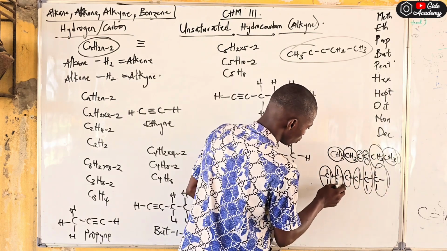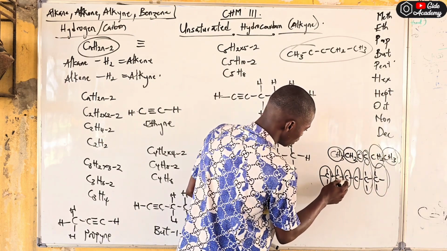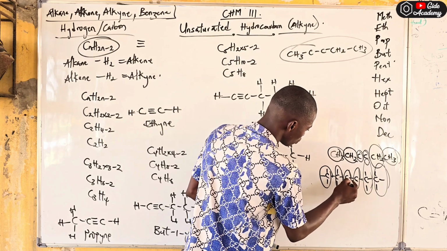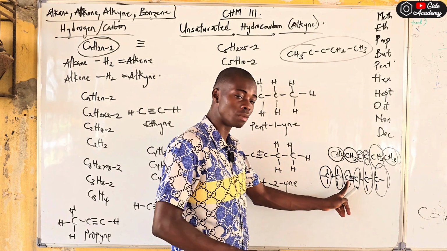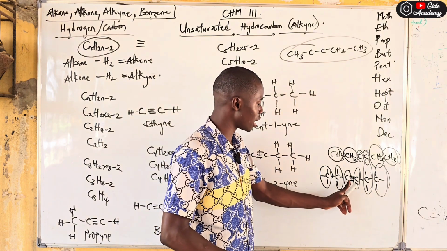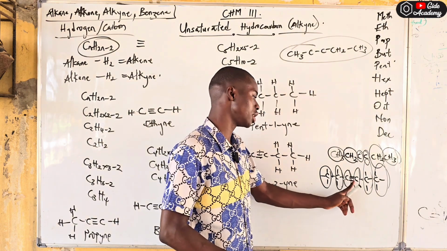Now, if you look at this structure, it's not stable. This one is 4, this one is 2, this one is 2. So you need to put a triple bond here. If it is carbon and hydrogen, you put a double bond. But as long as it is carbon atoms only, you have to put a triple bond here.